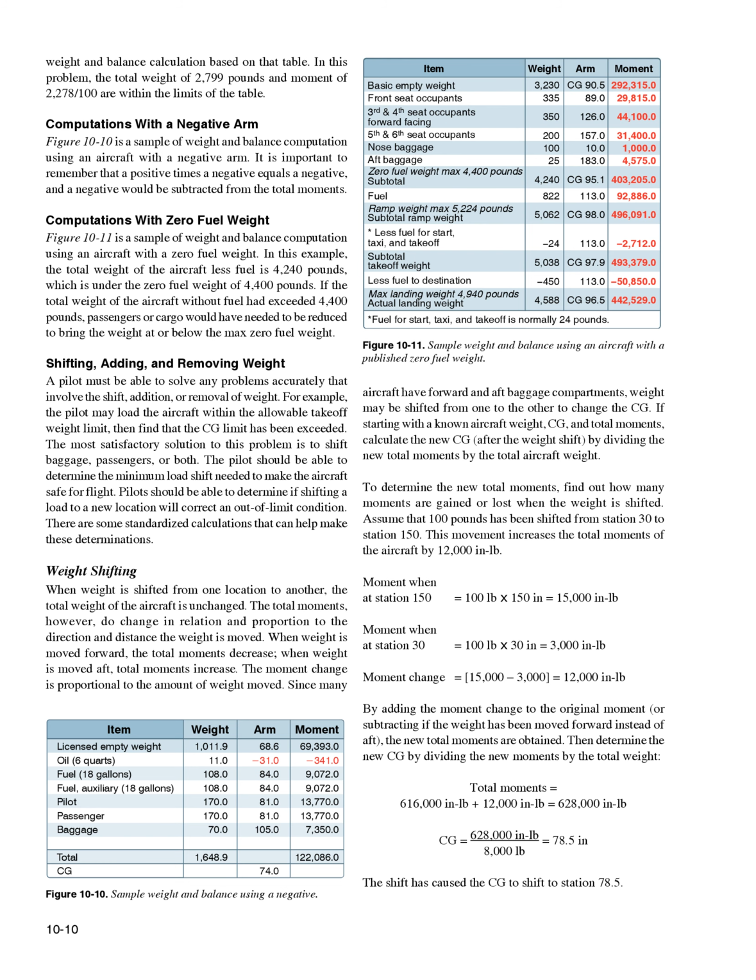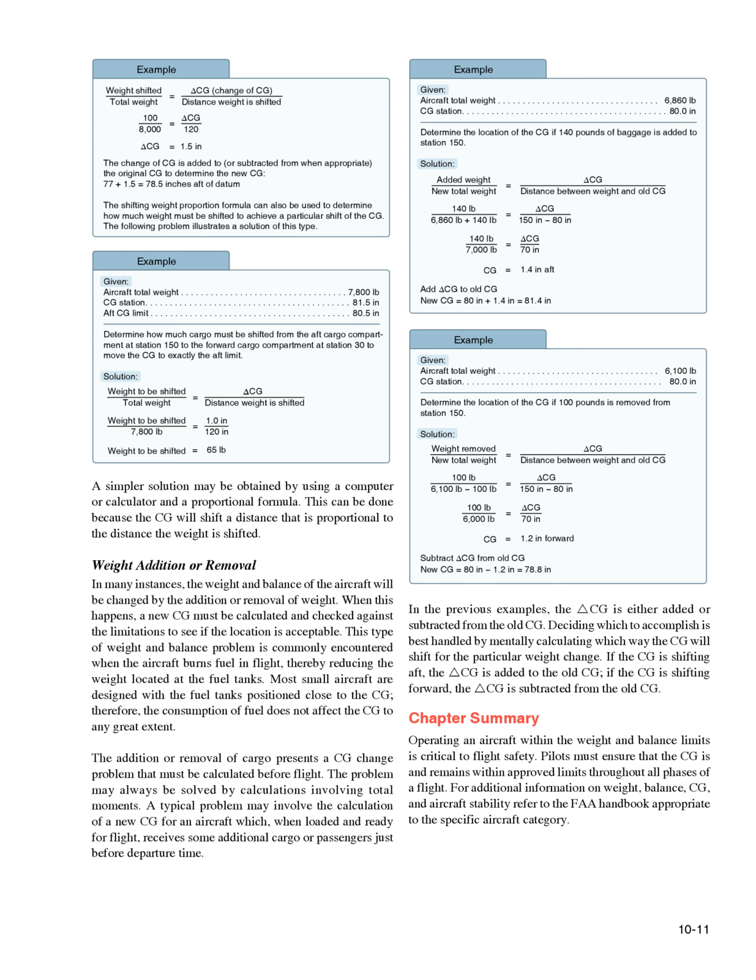Then determine the new CG by dividing the new moments by the total weight. Total moments equals 616,000 in-pounds plus 12,000 in-pounds, which equals 628,000 in-pounds. CG equals 628,000 in-pounds divided by 8,000 pounds, which equals 78.5 inches. The shift has caused the CG to shift to station 78.5. Or use a calculator and a proportional formula.